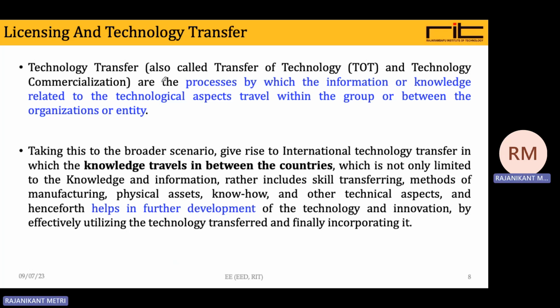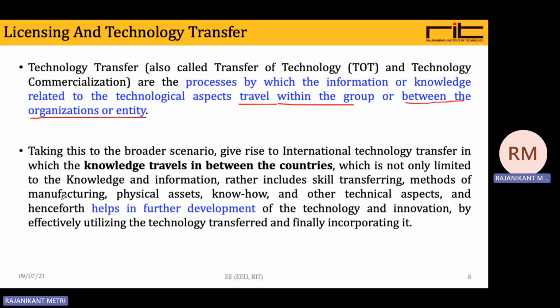Technology transfer and technology commercialization are the processes by which the information or knowledge related to technological aspects travels within a group or between organizations or entities. So if knowledge of the technological aspects is shared or transferred to some other entity or organization through some conditions and clauses, that is nothing but technology transfer.